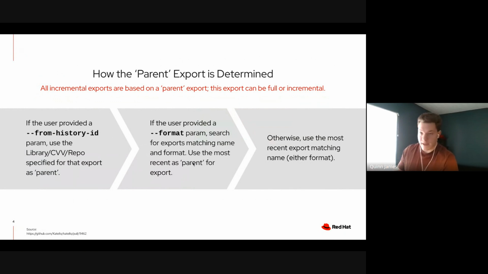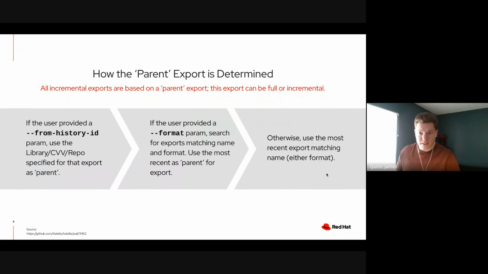So we continue to search by name here for an export that matches the name supplied. If the format's provided, though, let's say it's syncable, we'll only search for syncable exports. We won't look for an importable export and then try and base a syncable incremental export on that. So that clears up some of the bugs that some people were seeing. And then finally, it's pretty similar here, where we'll use both syncable and importable for searching if the format flag wasn't provided.